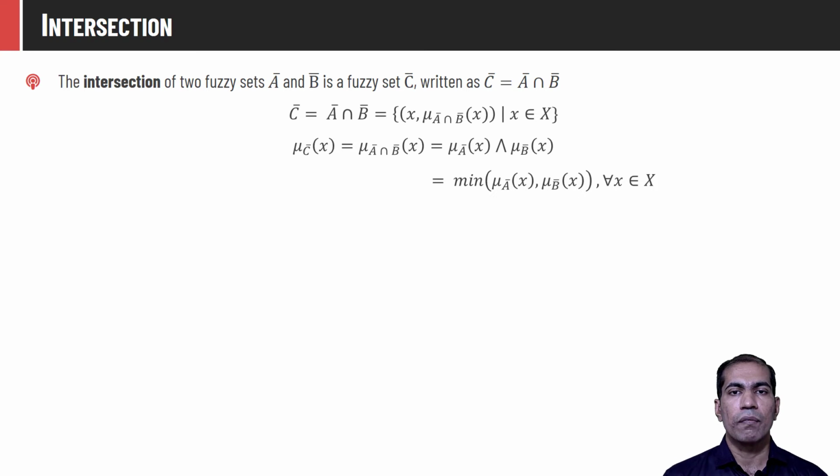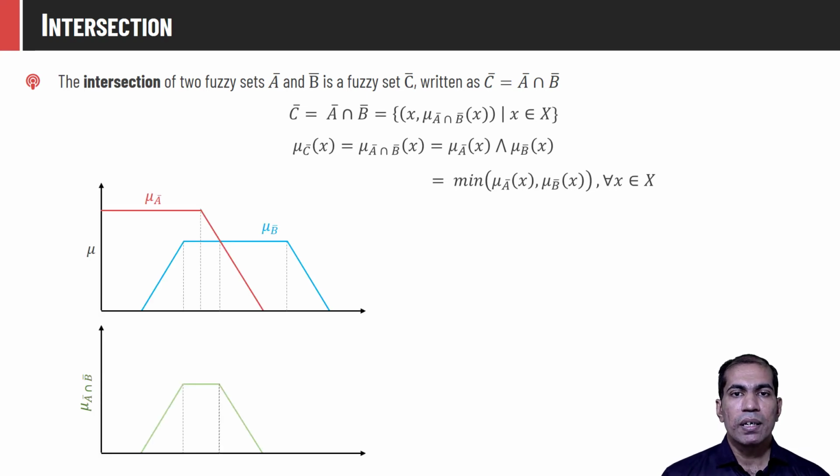In other words, we can say that the intersection operation would return minimum membership value of that element from both the sets. That is min of mu A bar of x comma mu B bar of x. Graphically, we can represent it like this. The top row represents membership value of elements in set A bar and in set B bar. For this region, the membership value of element in set A bar is non-zero and in set B bar it's 0.